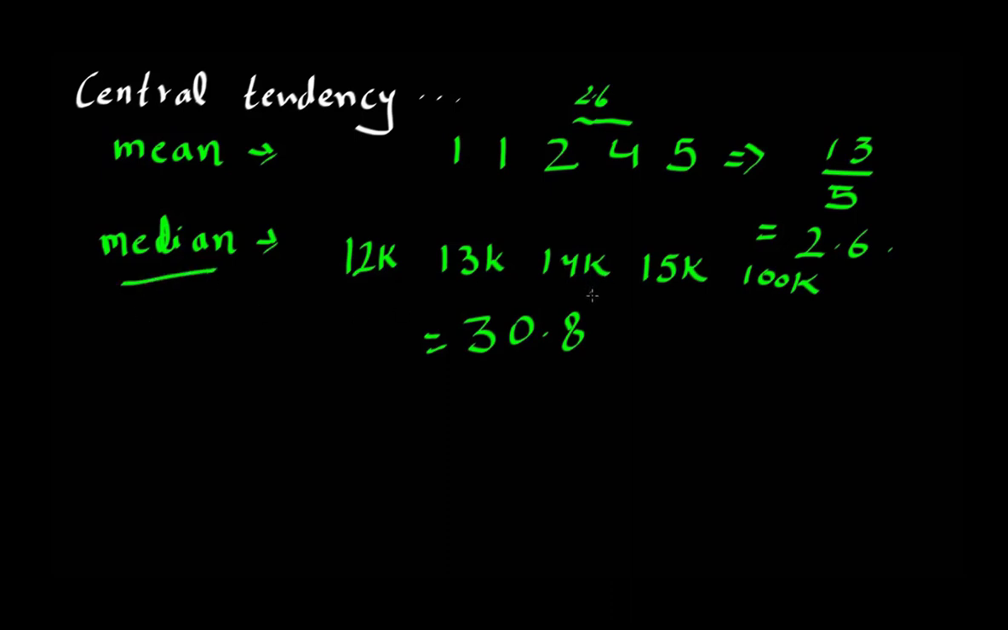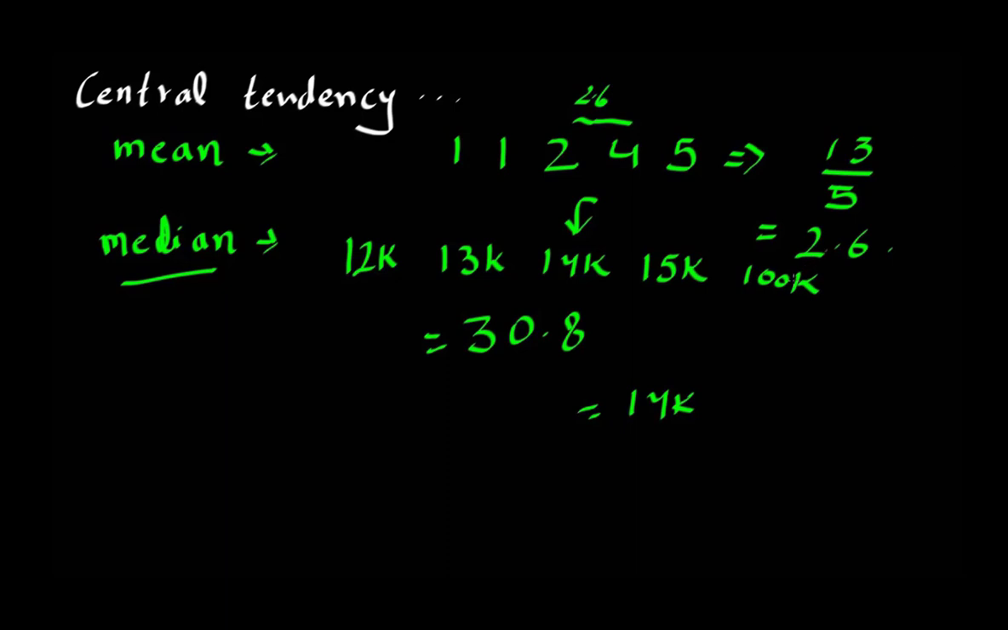Now median is the central element in sorted order. So these elements are all in sorted order: 12, 13, 14, 15, and 100. So this is my central element. 14K is the median of this data set. That is another way of measuring the central tendency, and it is a better method here to estimate.